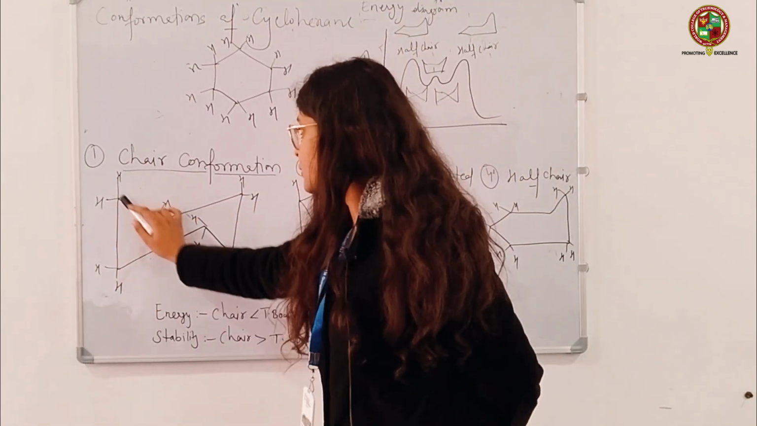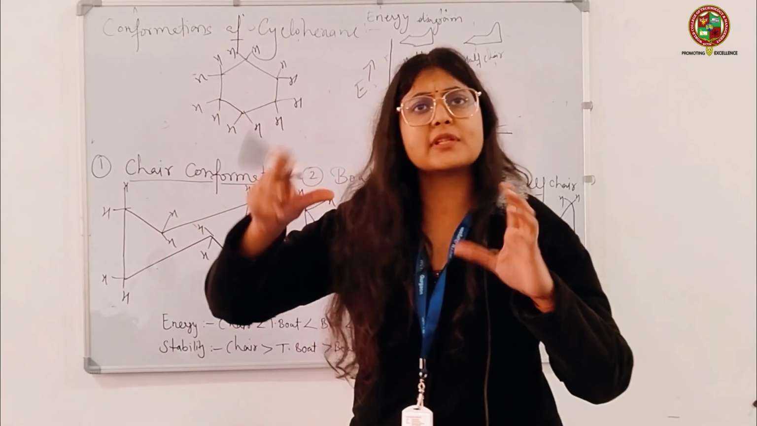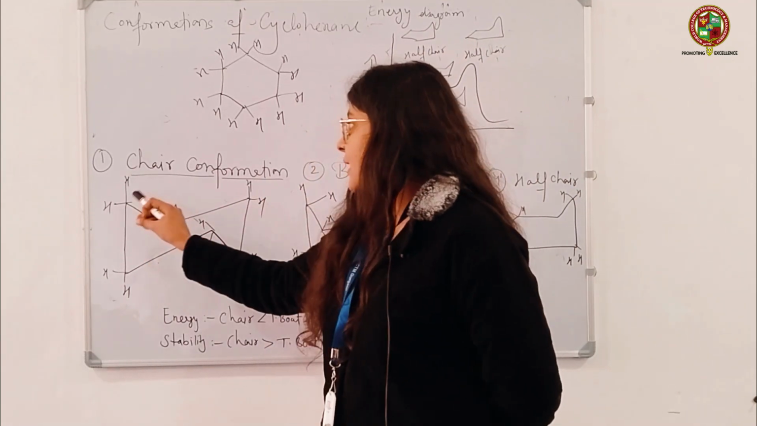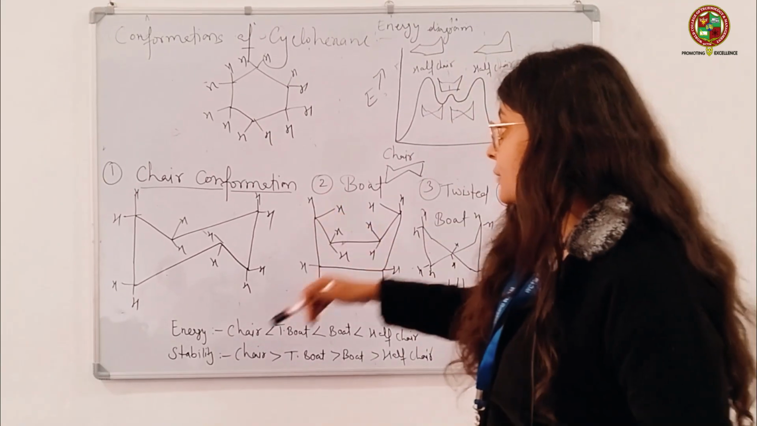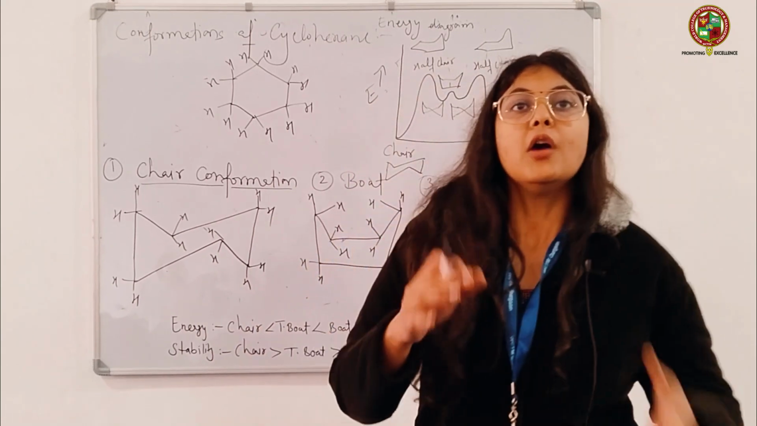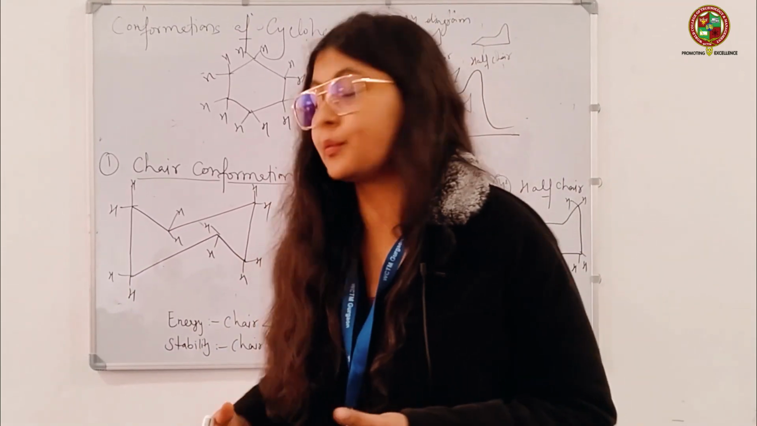This chair conformation is drawn like that in this structure. It is nothing but carbon-carbon single bond rotation. All 6 carbons have 2 hydrogens attached. That's why 6 carbons and 12 hydrogens are there. This is the chair conformation. As you can see, all the hydrogens are far away from each other. That's why steric strain is less in the chair conformation.